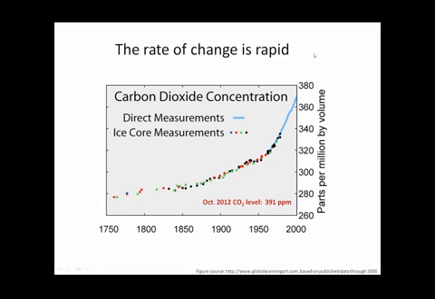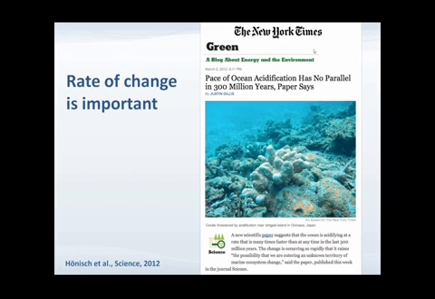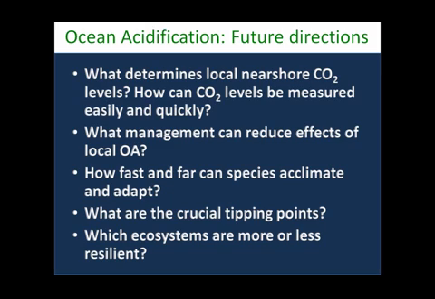up the intensity. What determines localized nearshore CO2 levels? How can they be measured better? So some people are looking at better sensor technologies. What management practices could reduce the effects of local OA? How fast and how far can species acclimate and adapt? What are the crucial tipping points? And which ecosystems are more or less resilient?